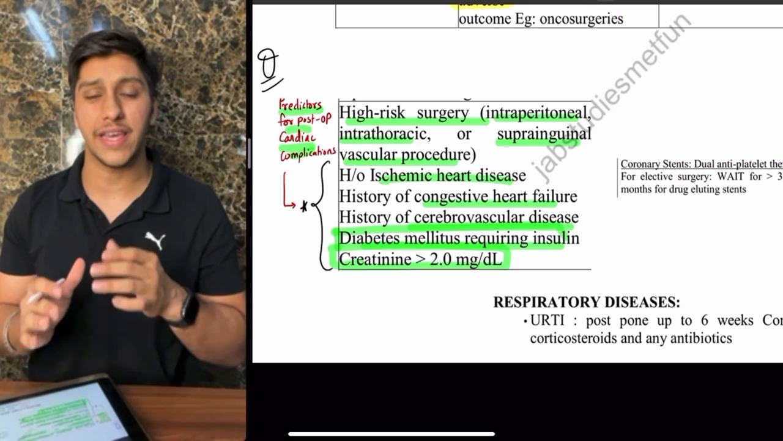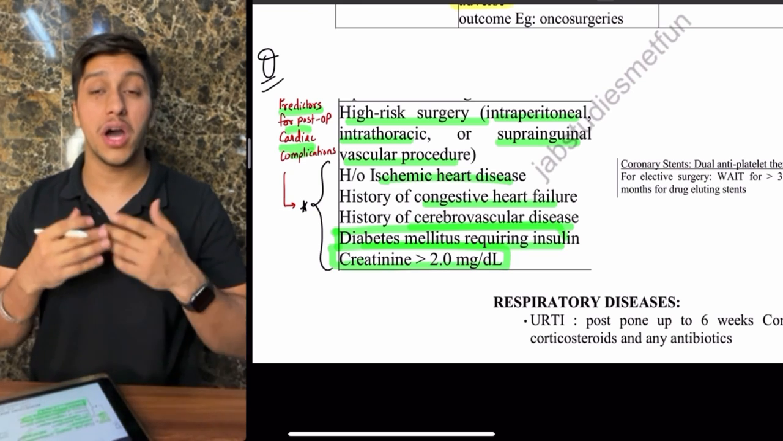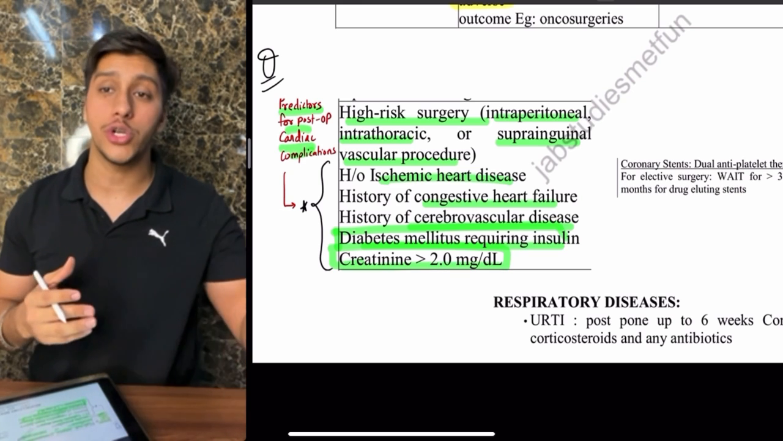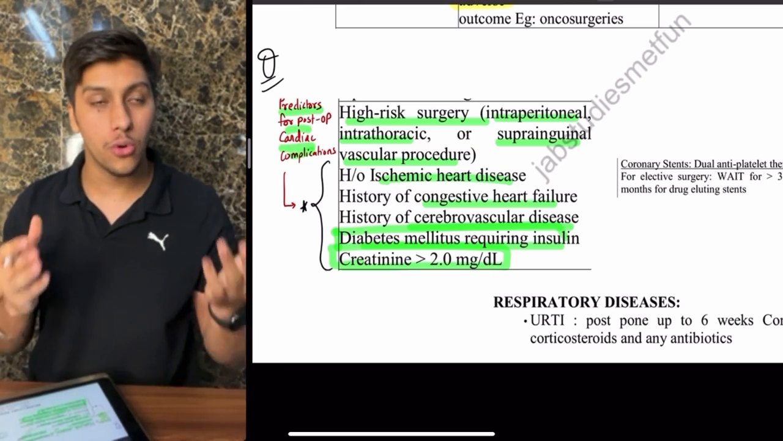Basically what they're saying is anything which is very dangerous: thoracic, intraperitoneal, suprainguinal, a patient who has uncontrolled diabetes, creatinine level more than 2. These are the risk factors in which the chances of cardiac failure are more in the post-operative period.